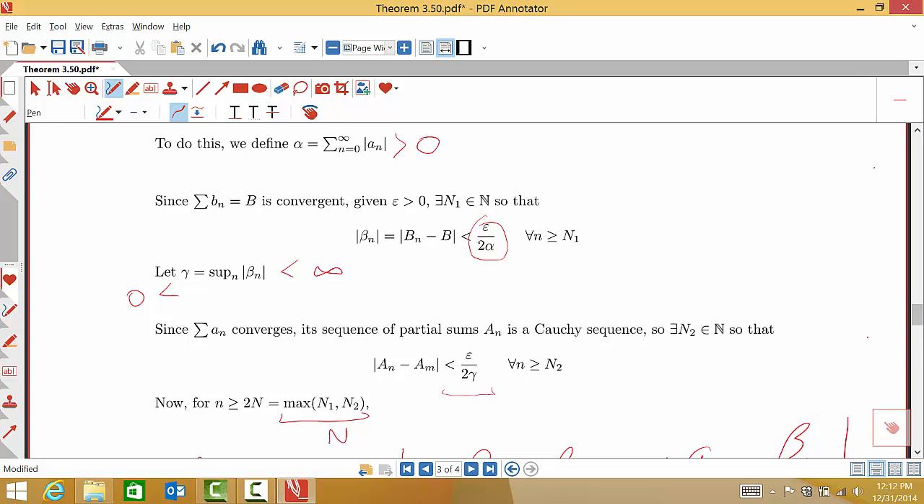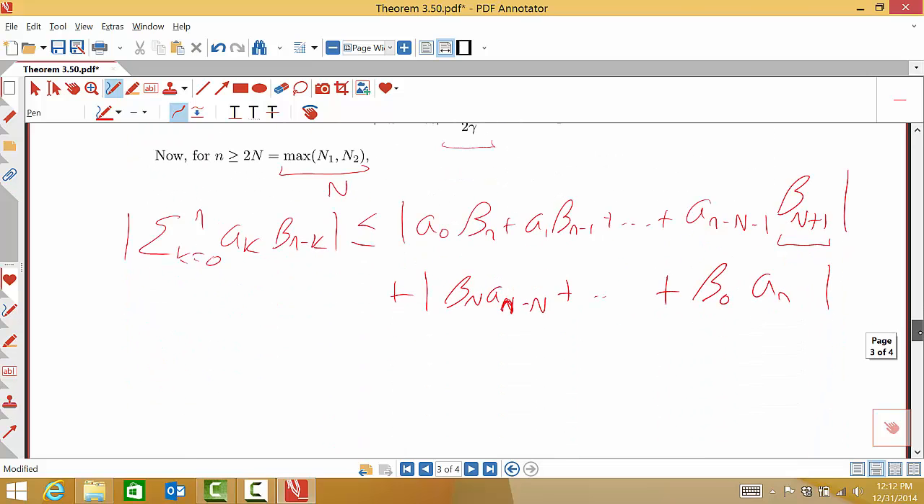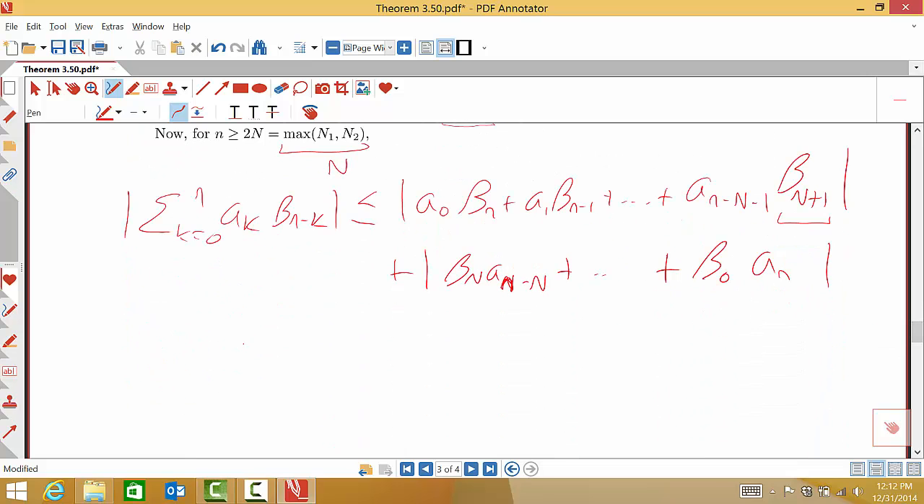And since n, little n, is greater than the maximum of n1 and n2, it's certainly bigger than n1. Okay, so all these things I can break out. This is going to be smaller than this first term. I'll have epsilon over 2 alpha. And then let's think about what's left. Everything in here, I'll have a0 plus a1 plus dot, dot, dot, up to a sub n minus capital N minus 1. Okay, so that's not too bad.